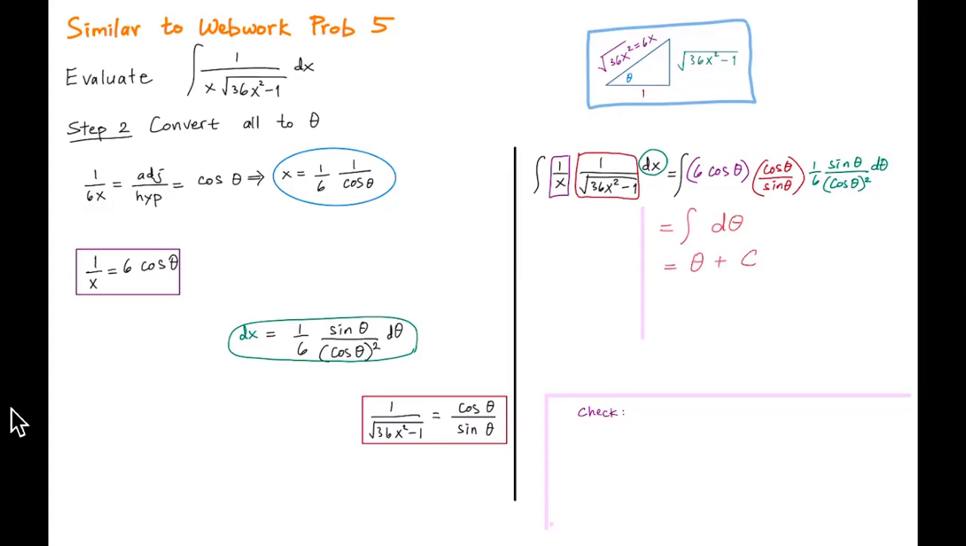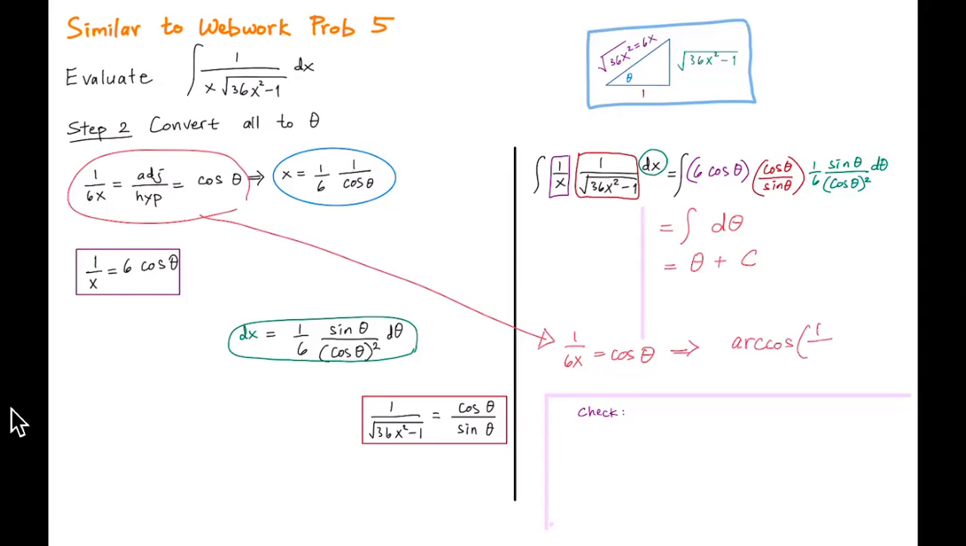And now I just need to replace this theta with an expression in terms of x. So from here, I have 1 over 6x is equal to cosine theta. So this gives me arc cosine 1 over 6x is equal to theta, because arc cosine and cosine are inverse functions. So now I can replace theta with arc cosine 1 over 6x plus a constant.